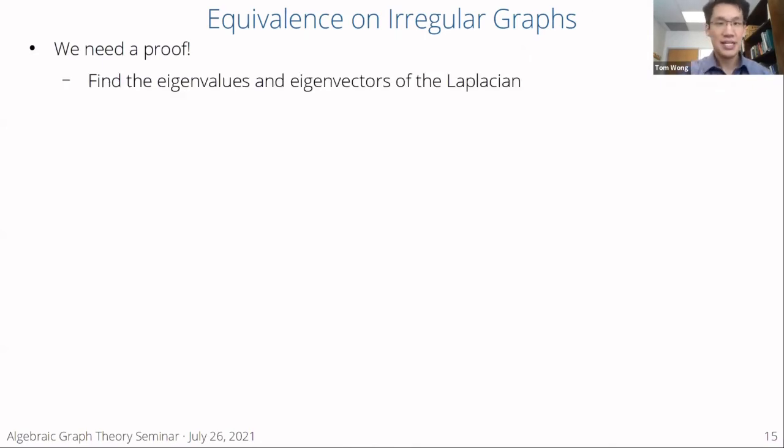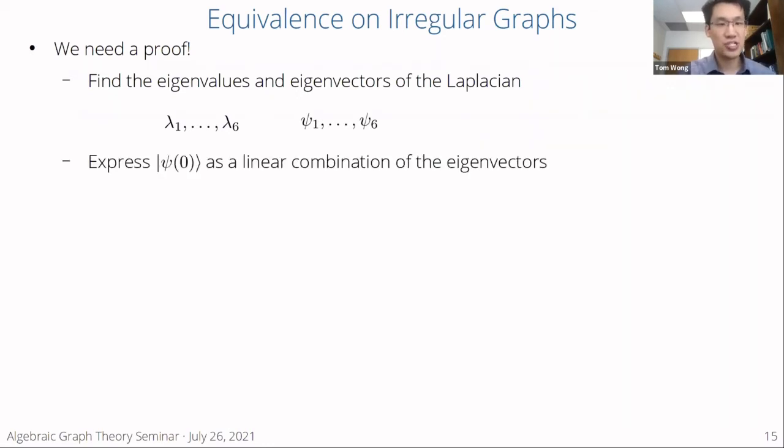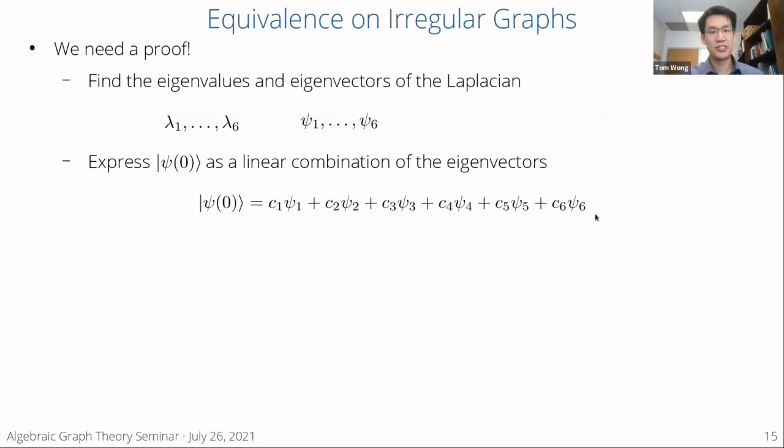The idea is you can find the eigenvalues and eigenvectors of, say, the Laplacian first. Once you have the eigenvalues, we'll call them lambda 1 through 6, because there's going to be 6 of them, and eigenvectors psi 1 through psi 6. You can then express your initial state as a linear combination of these eigenvectors. So I'll call these coefficients C1 through C6. So again, it's just a linear combination of these eigenvectors. That way, we can easily find the state of this system at time t.